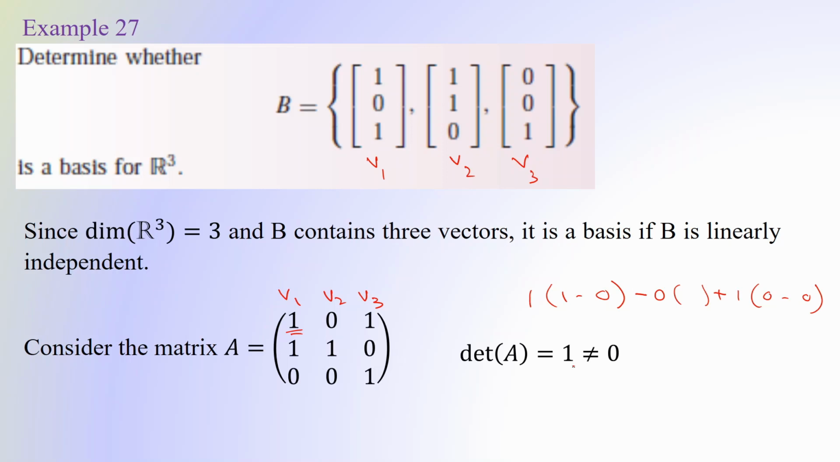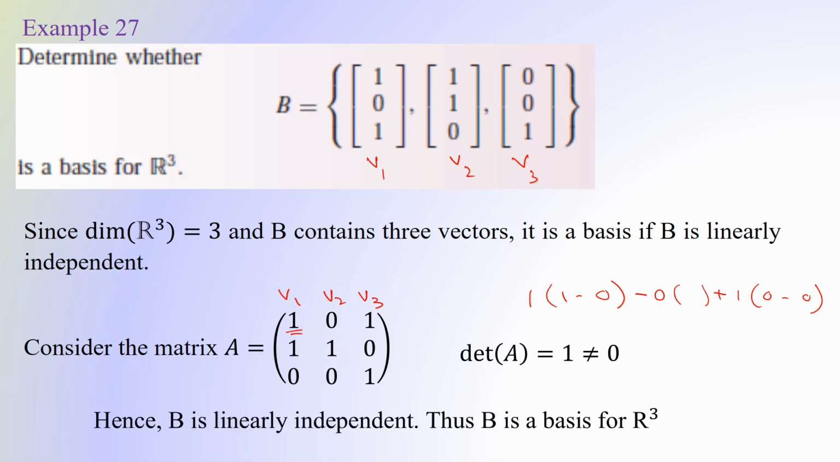So the determinant of A is equal to 1, not equal to 0. So that means all the vectors in the columns of A are linearly independent. So that means B is linearly independent. B contains three elements and it is a linearly independent set. The dimension of R3 is 3, and any subset of R3 containing three linearly independent elements will form a basis for R3. So therefore B is a basis for R3.